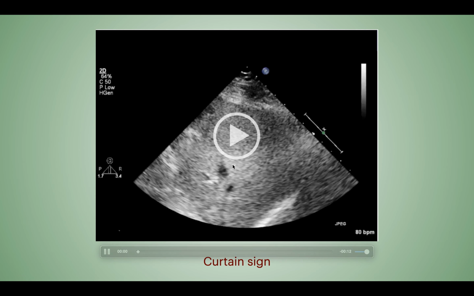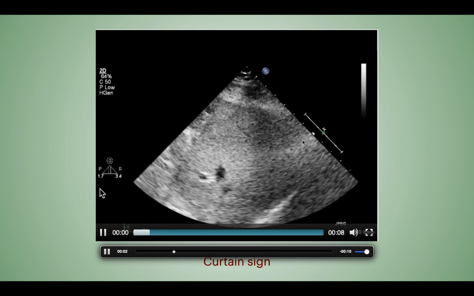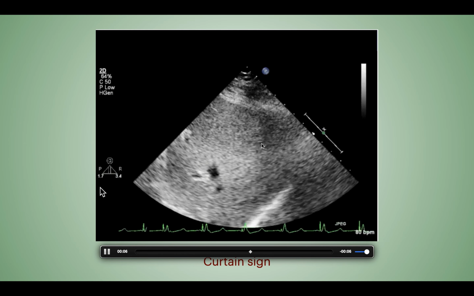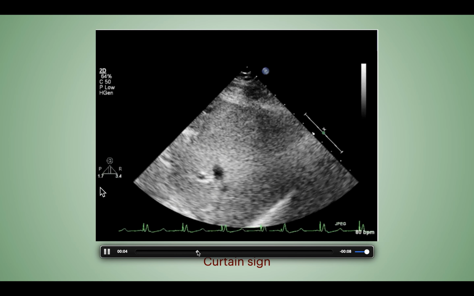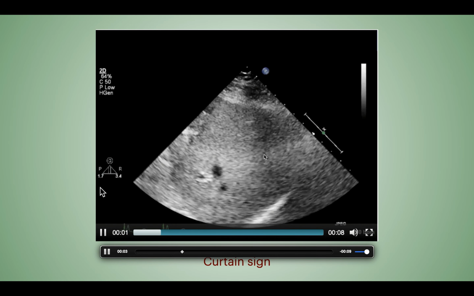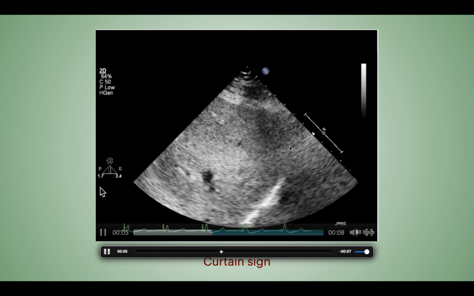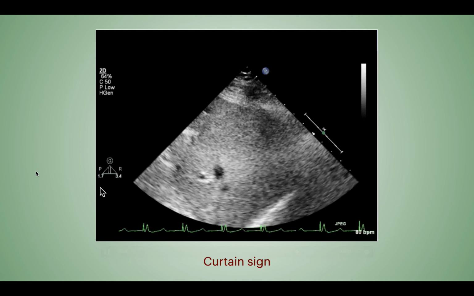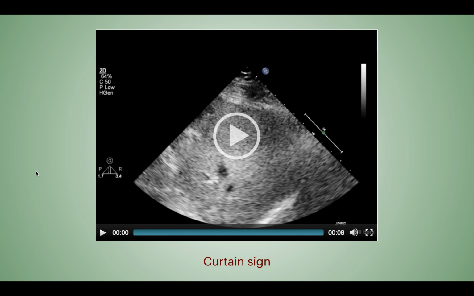And finally, the curtain sign, when the lung encroaches over the liver during deep inspiration. Again, that was the normal lung scanning. In the next part, we are going to discuss the findings of lung ultrasound in abnormal conditions like pneumothorax, pleural effusion, and pneumonia. Wait for us.